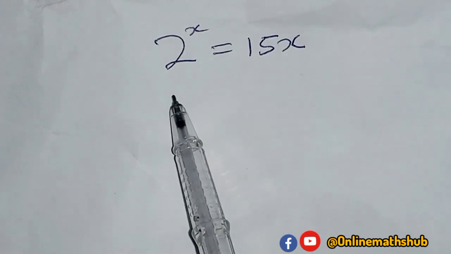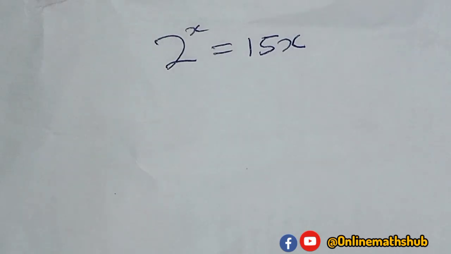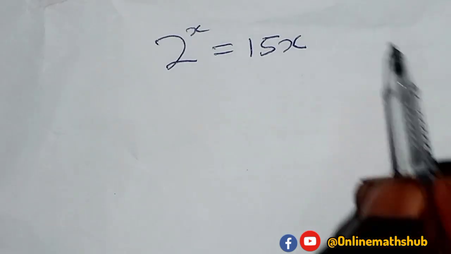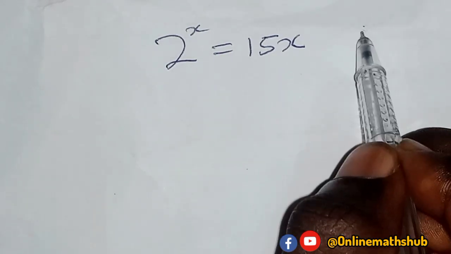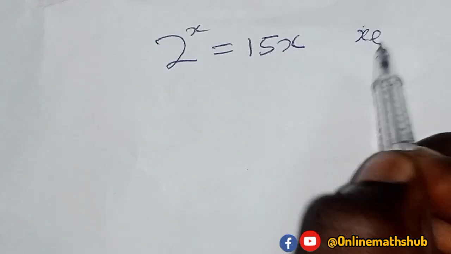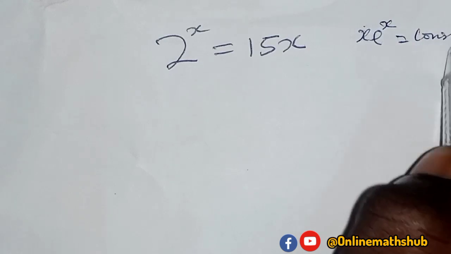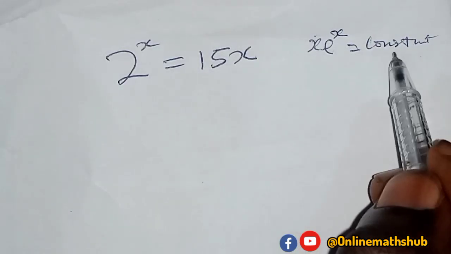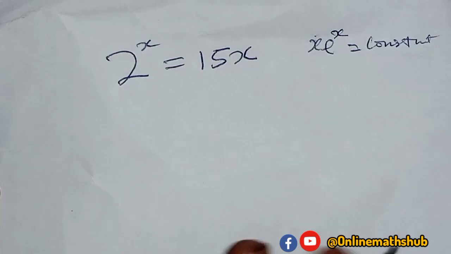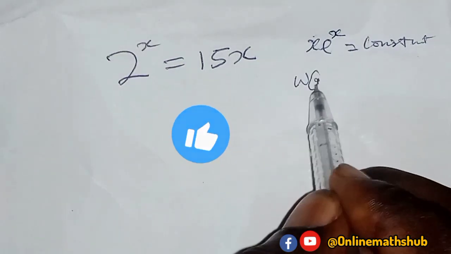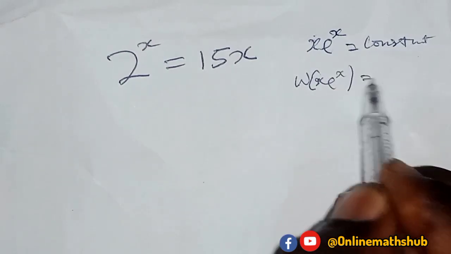We have this problem right here to evaluate, and I'm going to be using the Lambert W function to solve this. Don't forget that if you must apply the Lambert W function, you must get a function like this: x exponential x is equal to some constant. So you must have a function like this for you to apply the Lambert W function. And once you apply the Lambert W function on this, it is actually going to give you x.